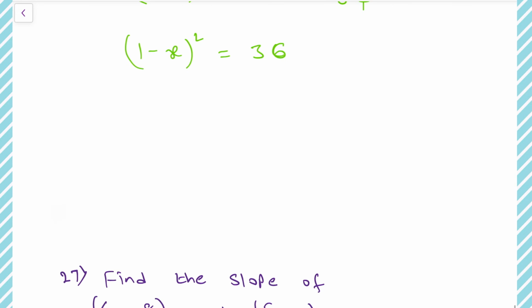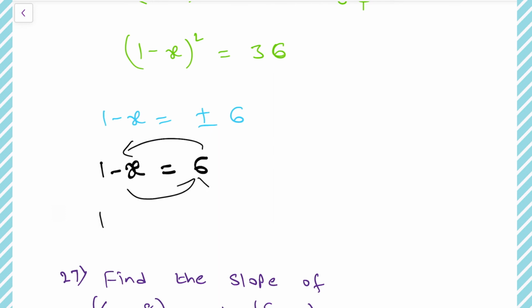Now (1 minus x) whole square is 36, means 1 minus x value is plus or minus 6, because 6 sixes are 36. Once take plus 6, once take minus 6. First I am going with plus 6. 1 minus x equals plus 6. Bring plus 6 to this side and take minus x to that side. 1 minus 6 equals x. Then 1 minus 6, that is minus 5. So x value is minus 5.